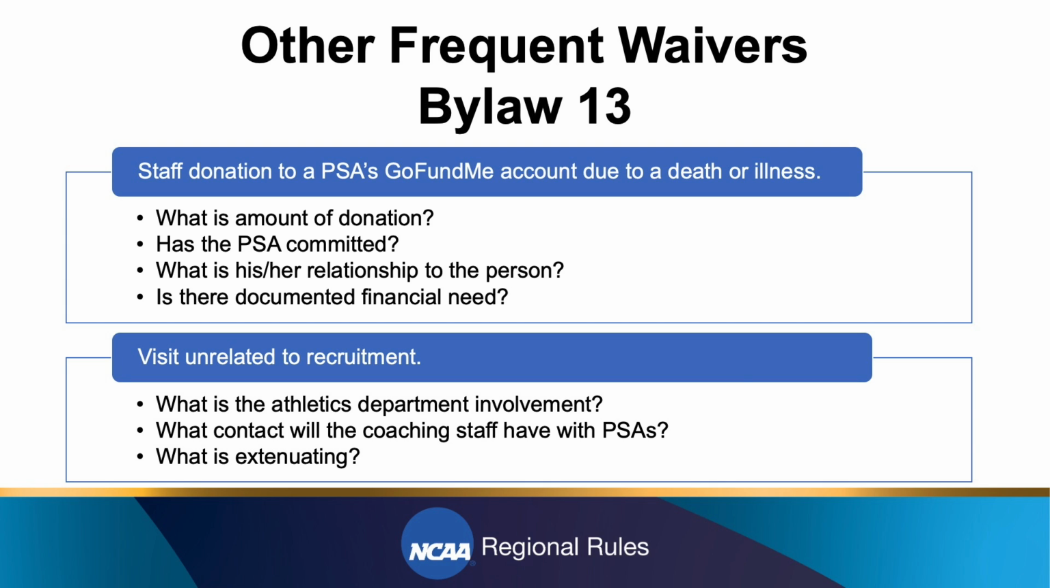Has the PSA committed to the institution? What is his or her relationship to the person? Is this a family member? Is this a friend? How close of a friend? Is there documented financial need? So the GoFundMe account could be for the PSA's family, and it's because their parent died and they need money to pay for food.